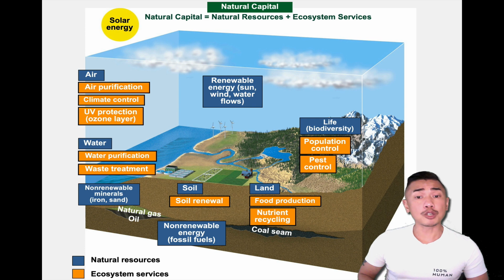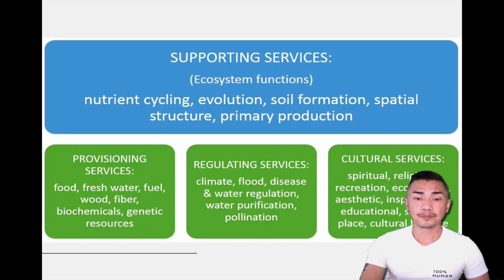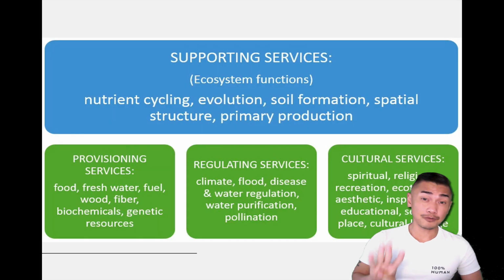This diagram shows natural capital and how it's broken down into natural resources in blue and ecosystem services in orange. This diagram shows the 4 different types of ecosystem services.